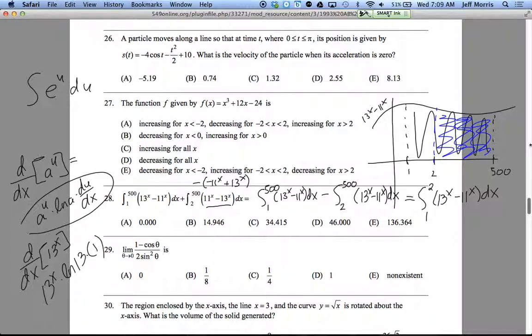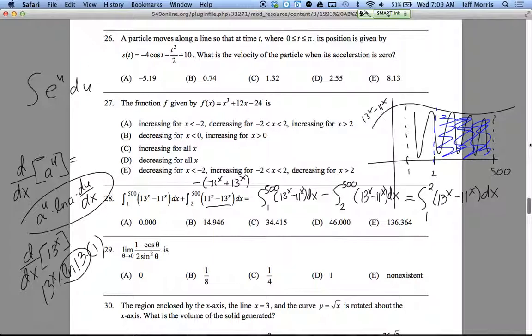So there's nothing special in the exponent. It's just this 13 to the x you're going to get, and the natural log of 13. Now think about that here. You're going to get the 13 to the x and you should have a natural log of 13, but where did it go? Where did the natural log of 13 go?